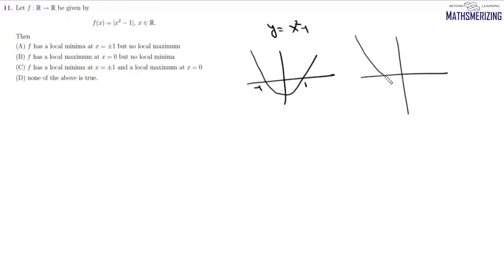So the graph of y equals mod of x square minus 1 will be like this. This point is minus 1, this is 0, and this is plus 1. Now this function has local minima at minus 1 and plus 1, and at 0 it has a local maximum. So the answer to this question is f has local minima at plus or minus 1 and a local maxima at 0, which is your option C.